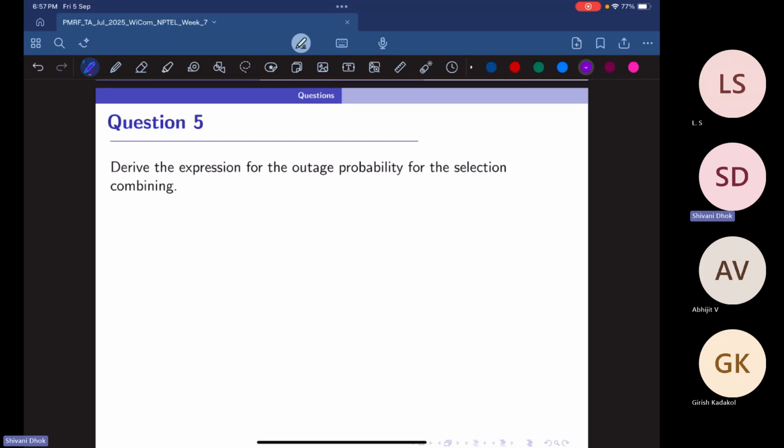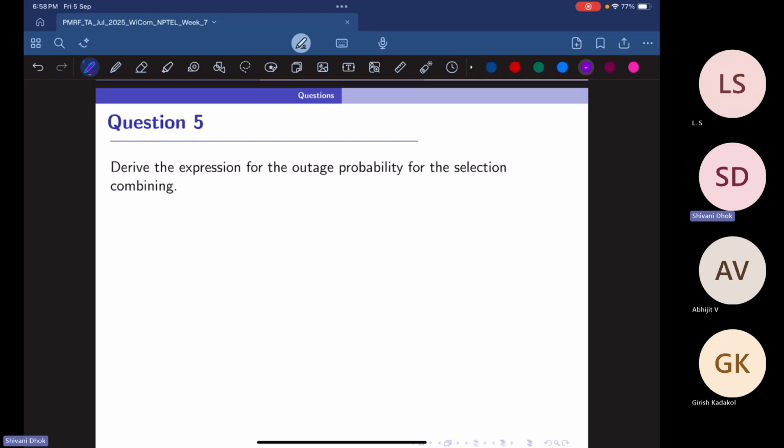Now we'll take up the questions, of which the maximum from now are related to your selection combining, apart from one question. Your combining schemes, not just selection, but multiple other combining schemes. So the first question here says: derive the expression for the outage probability for the selection combining.